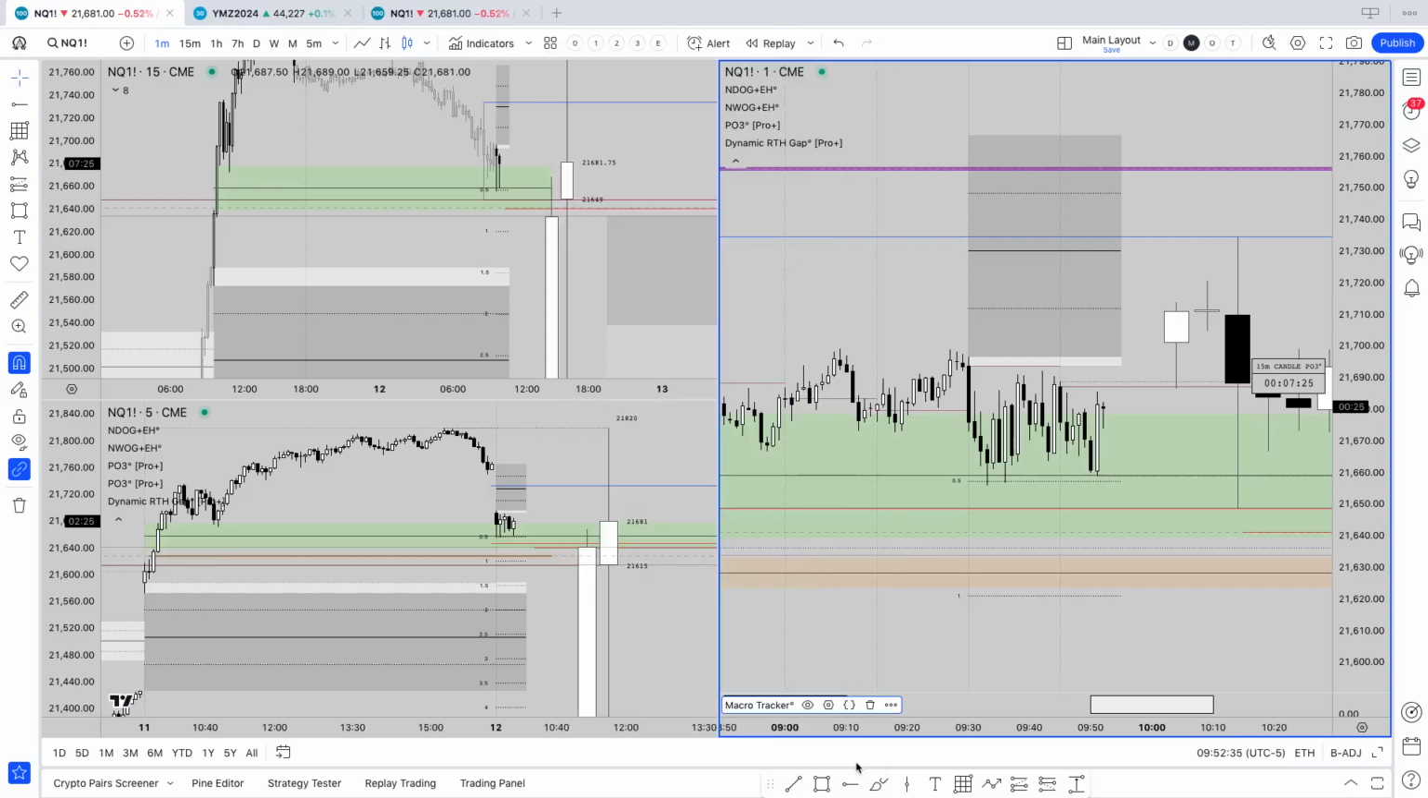Where can I find the weekly profile templates? Just Google ICT templates, and you're going to find like 100 screenshots of the ICT profiles. But you should study them in the core content.